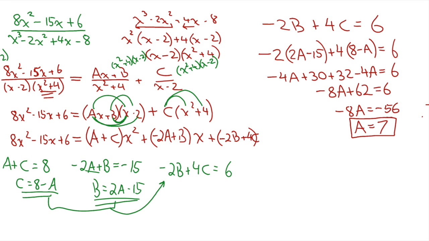Now, how do I figure out another letter besides A? Plug A into the first one. So C is going to equal 8 minus 7, so C is going to equal 1. Once you get the first one, the rest of them are actually kind of easy. B is equal to 2 times A, but A is equal to 7, minus 15. So that's 14 minus 15, better known as negative 1.